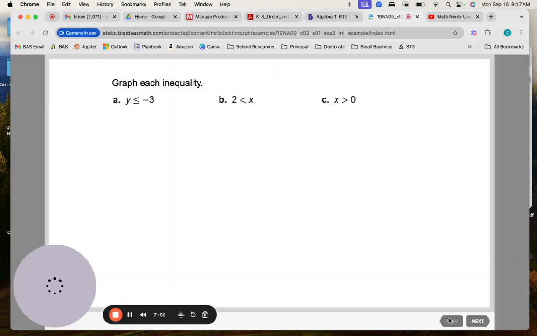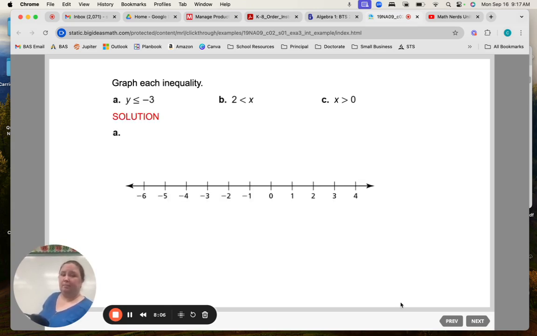So now you are going to be graphing for these. So we're going to graph each inequality. The first one, A, write down the inequality, y is less than or equal to negative 3. So you're going to draw a number line, like so. You don't have to go all the way out as far as they did. I'm fine with you guys going to 3 on the positive side and negative 3 on the negative side.